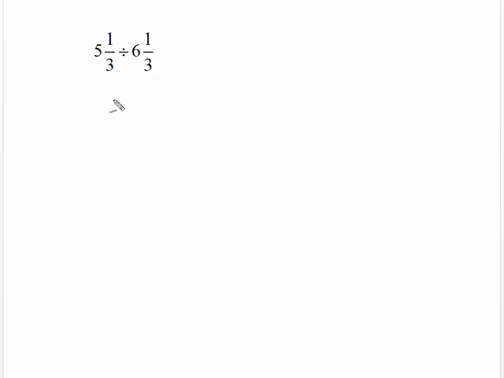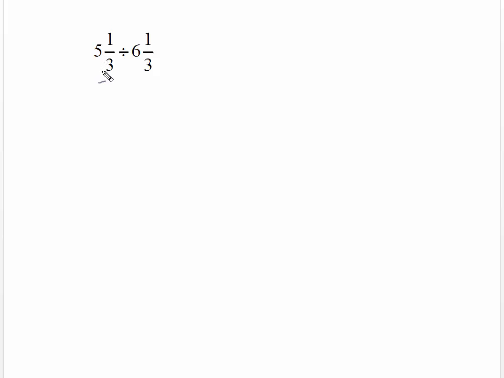In this last problem, it's the same idea of skip, flip, and multiply, but there's always a confusion. Do I flip the 6? Do I flip the 1/3? How do I do this? Well, the thing to remember is that this is very similar to a multiplication problem, so I need to turn each one into an improper fraction before I go forward.